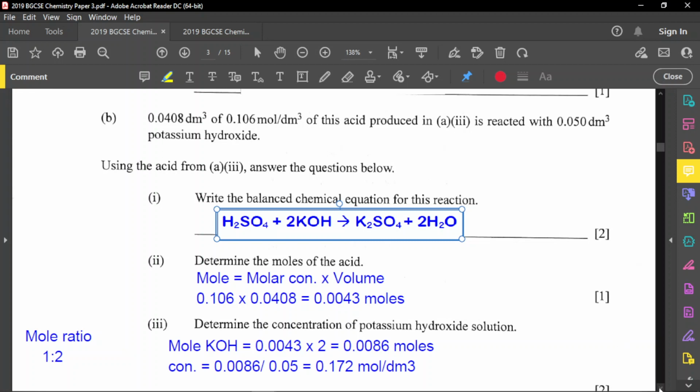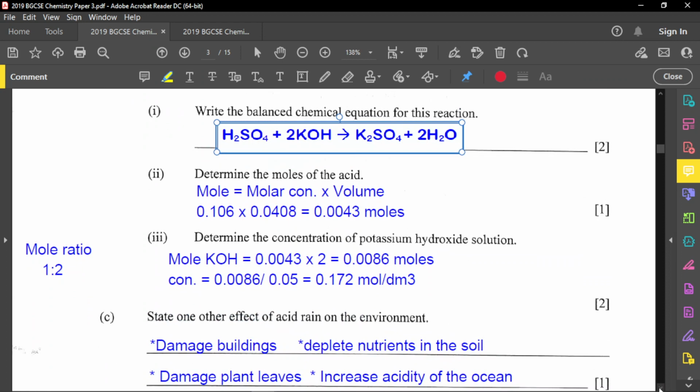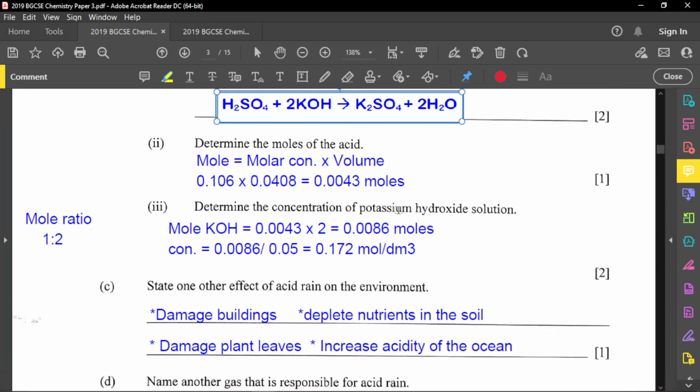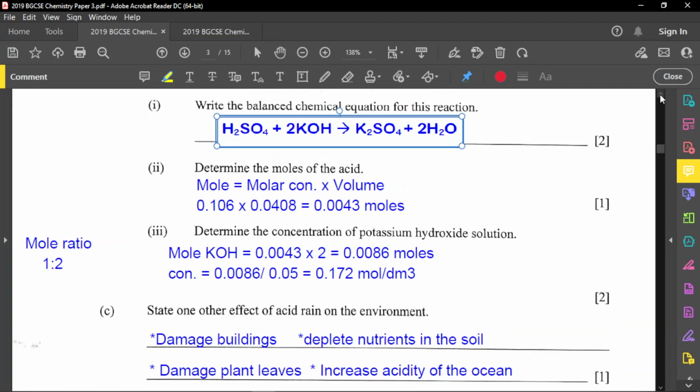All right, for the next part of the question here, which is part 3, is to determine the concentration of potassium hydroxide solution. And so what you're going to look at is the equation and look at the molar ratio. So the molar ratio for this equation here, and we're going to compare here the potassium hydroxide. So potassium hydroxide is 2 and the ratio of the acid is 1.